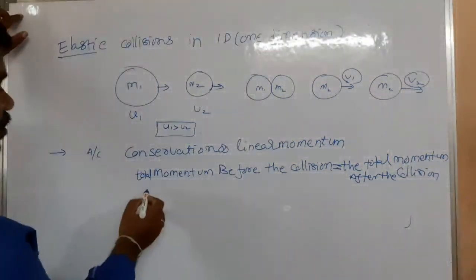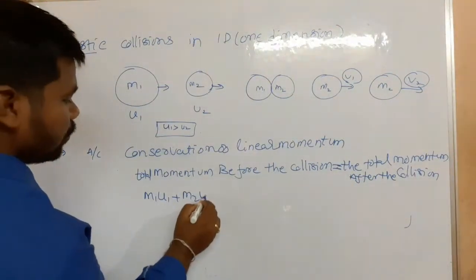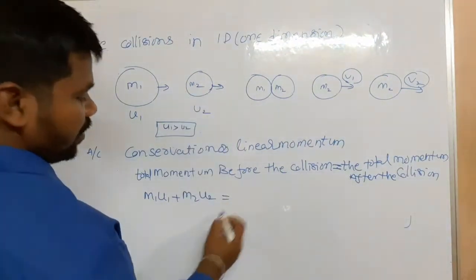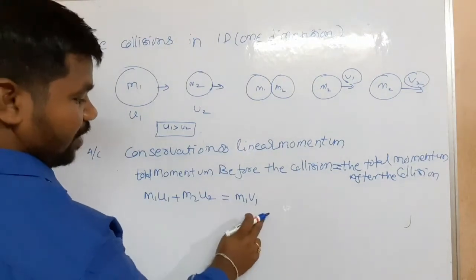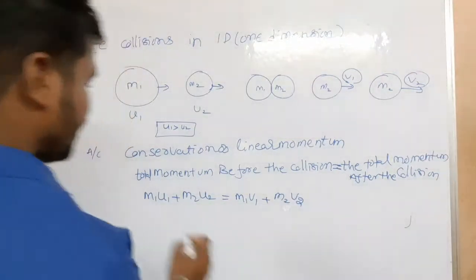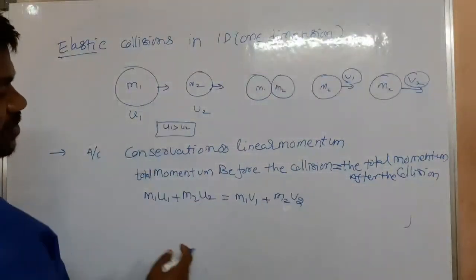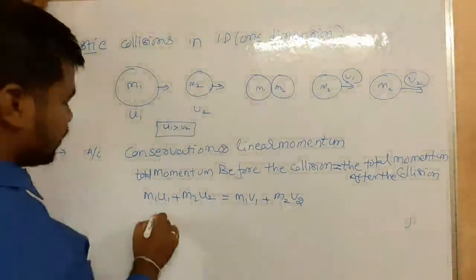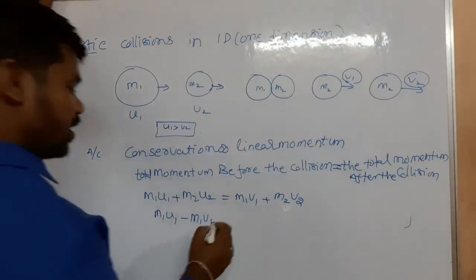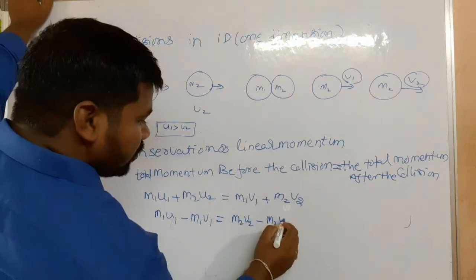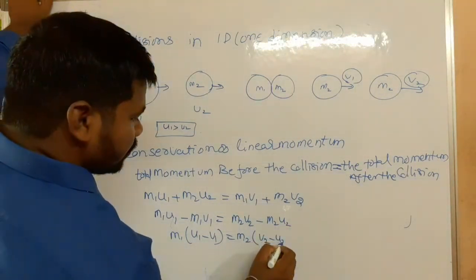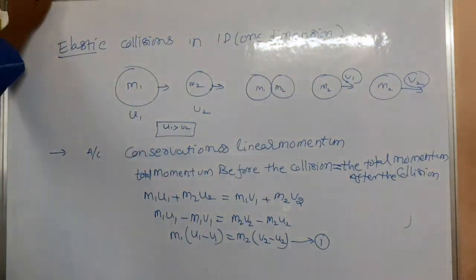We write m1 u1 plus m2 u2, because m1 u1 is the momentum of the first body before the collision and m2 u2 is the momentum of the second body before the collision, which is equal to m1 v1, momentum of the first body after the collision, plus m2 v2, momentum of the second body after the collision. All m1 terms go to the left side and all m2 terms to the right side: m1 u1 minus m1 v1 equals m2 v2 minus m2 u2. Taking m1 and m2 common, m1 (u1 minus v1) equals m2 (v2 minus u2). This is equation 1.